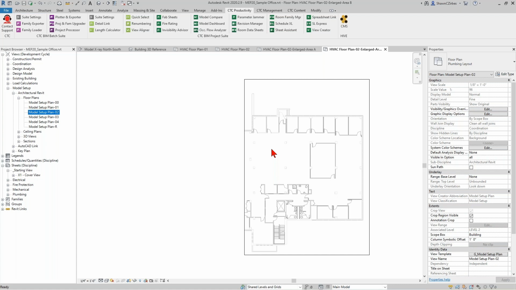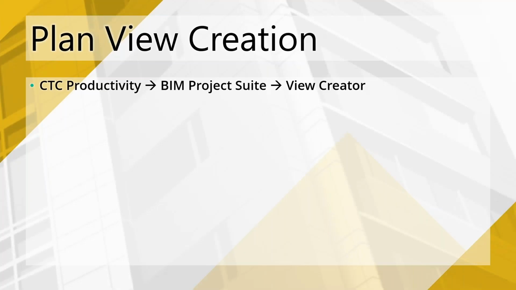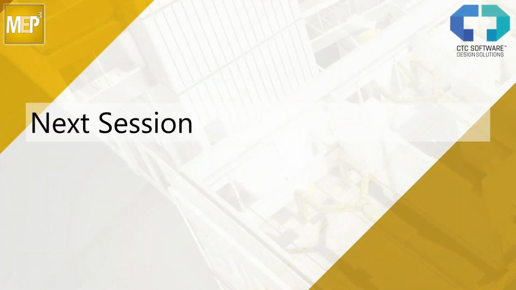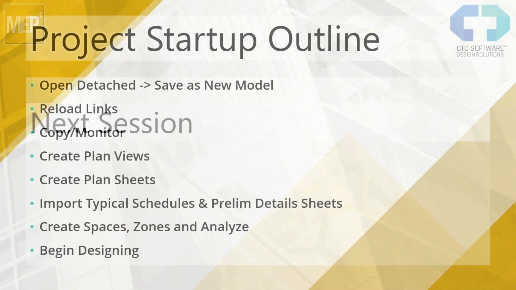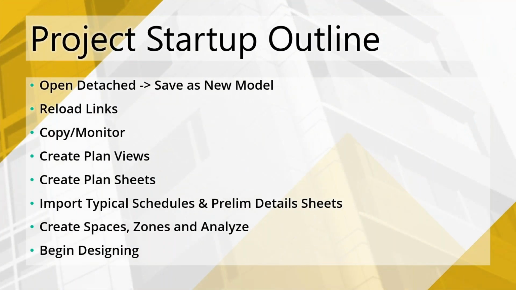Now we're going to do a couple of extra steps in the next session that we're going to have, part 2 of this. So let's talk about what's coming in the next session so you know what to expect. Within this project startup workflow, today we just did all the open detach save as, we reloaded the links, we copy monitored, and we created floor plan views. Part 2, we're going to talk, because every one of those construction document floor plan views is probably going to need a sheet, including the enlarged plans.